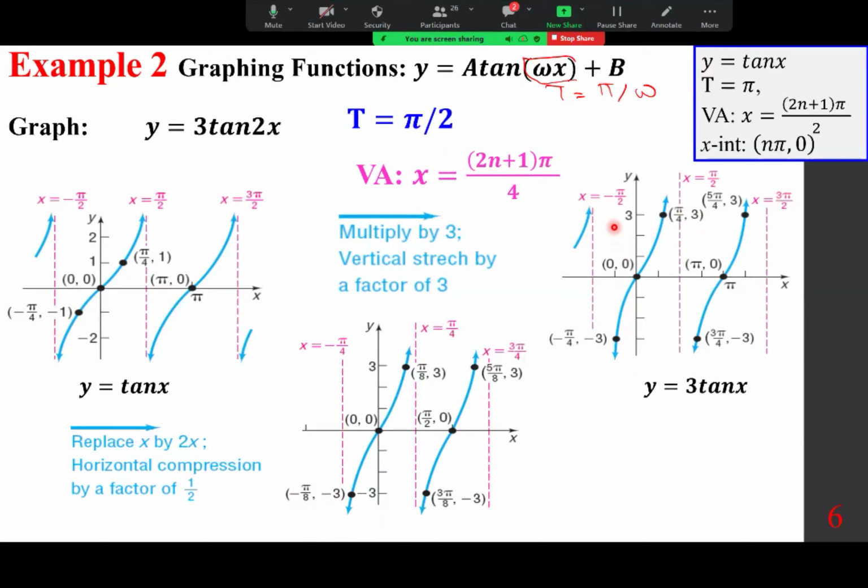This vertical asymptote of x equals minus pi over 2 becomes x equals minus pi over 4. And this one, which is pi over 2, becomes x equals pi over 4. This is 3 tan 2x. And as you can see, the x-intercept, as I said, replace the pi with pi over 2. So 0, 0 doesn't change. But over here was pi, 0. Now it's pi over 2, 0, so on and so forth. So the main thing to remember is the effect that it has on the period, and you can figure out what happens.